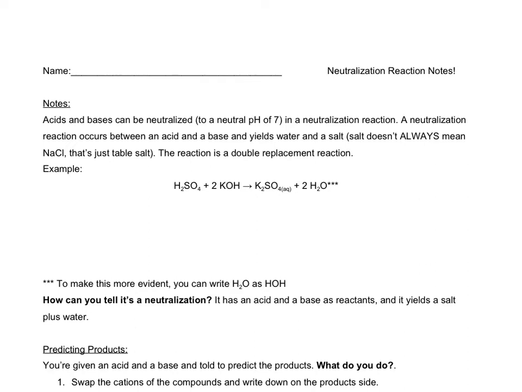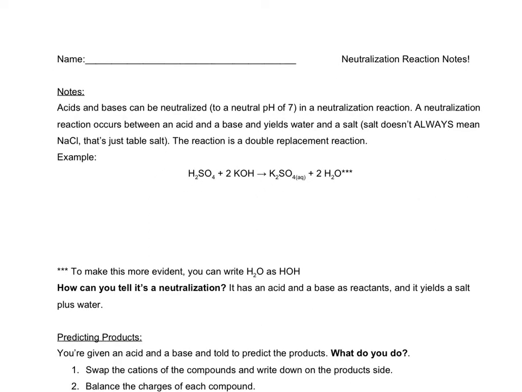And salt doesn't always mean NaCl, that's a specific type of salt, that is table salt. It is just an ionic compound. So if you look at this reaction down here, we start off with an acid and a base. The acid is H2SO4, which we know because it starts with hydrogen, and acids start with hydrogen. So go ahead and label that. And then KOH over there next to it is a base, because bases end in OH or hydroxide.